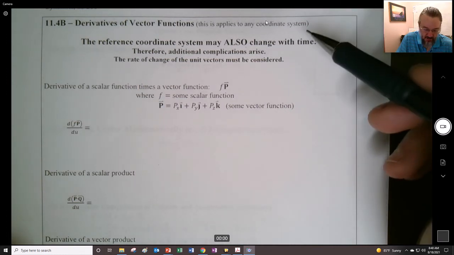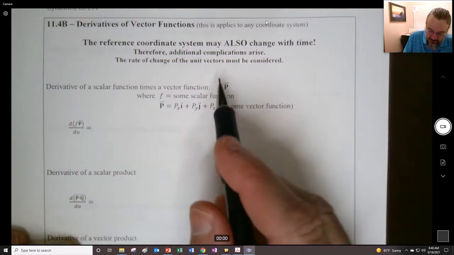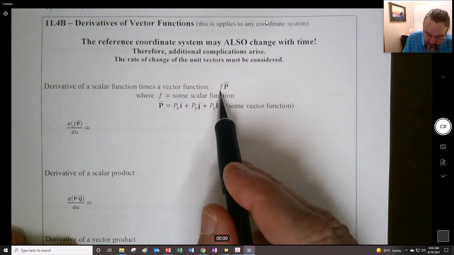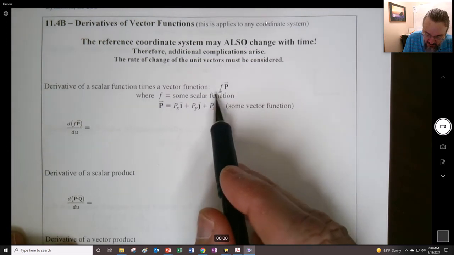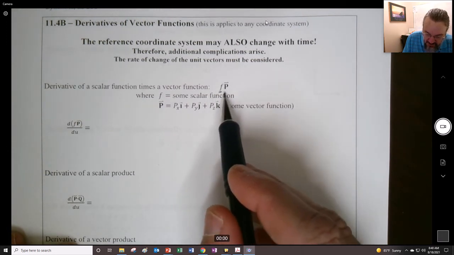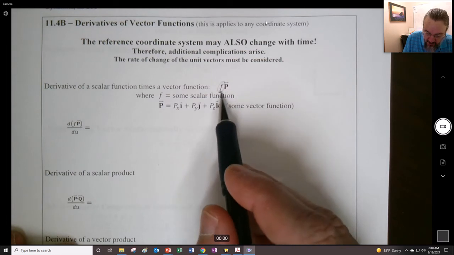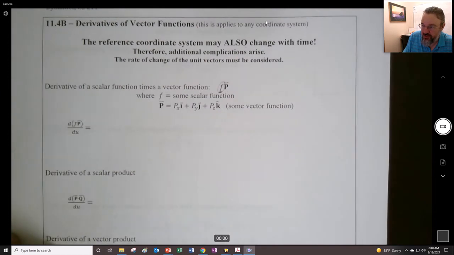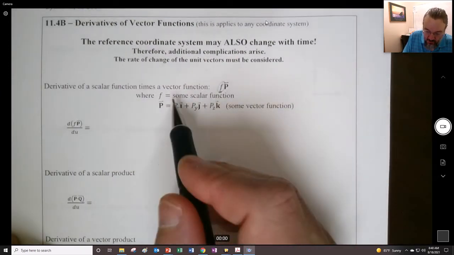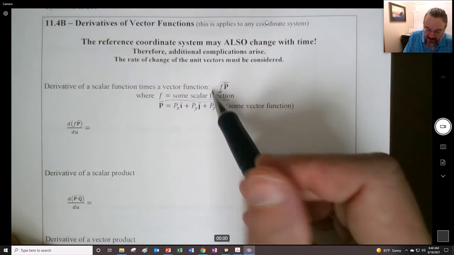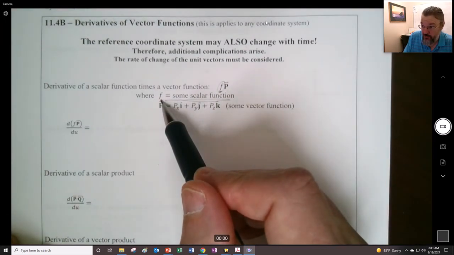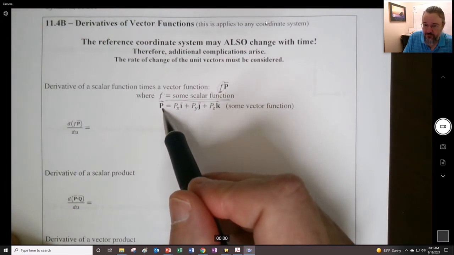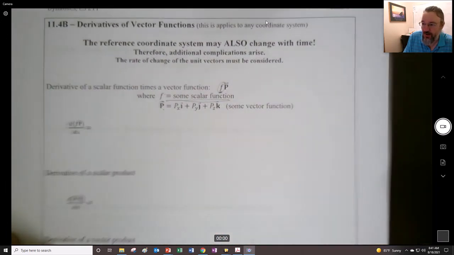So if we just take some generic vector, say that in one case we might have some scalar function. Some number that doesn't have any direction multiplied to something that does have direction. So f is just some scalar term, and it can change with time. F can change with time. It can be some function of time, and it's being multiplied by a vector, which is just some vector.